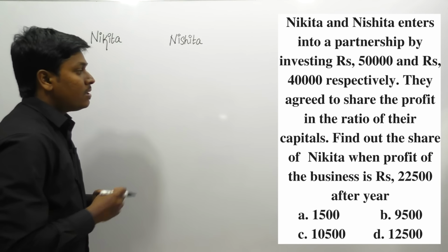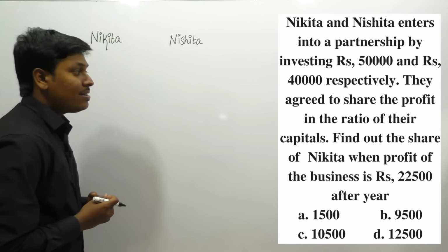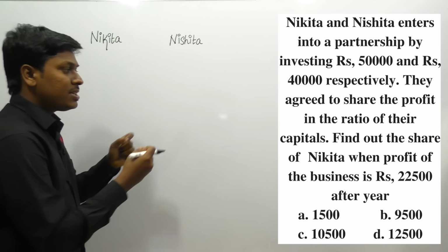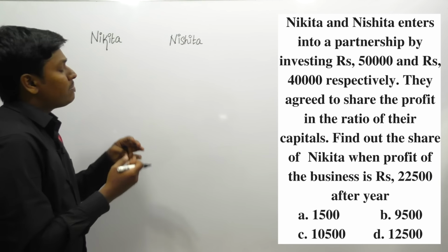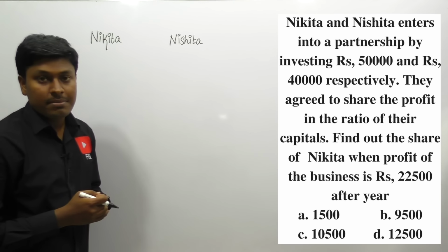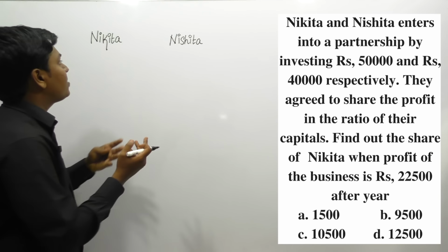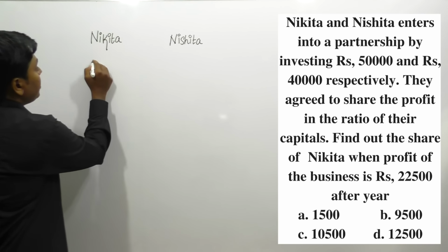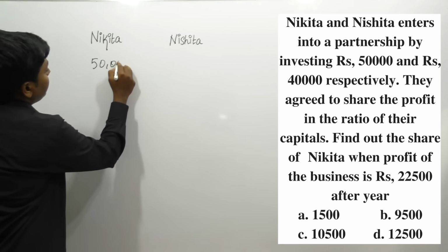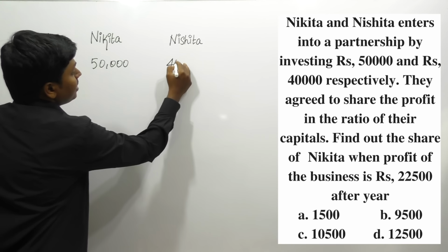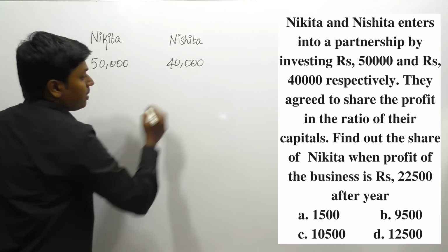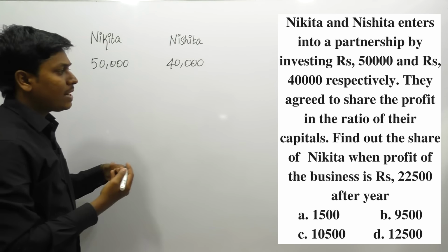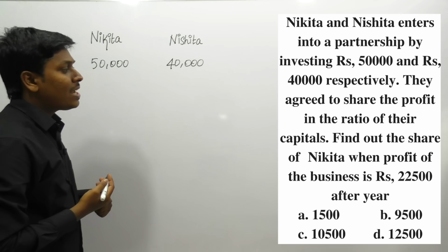Question number 3. Nikita and Nishita enter into a partnership by investing 50,000 and 40,000 respectively. Friends, listen here. In the previous question, only one person started the business. But in question number 3, we can surely say that both persons are starting a business, right? Nikita is investing 50,000 and Nishita is investing 40,000. And they agree to share the profit in the ratio of their capitals. So find out the share of Nikita.